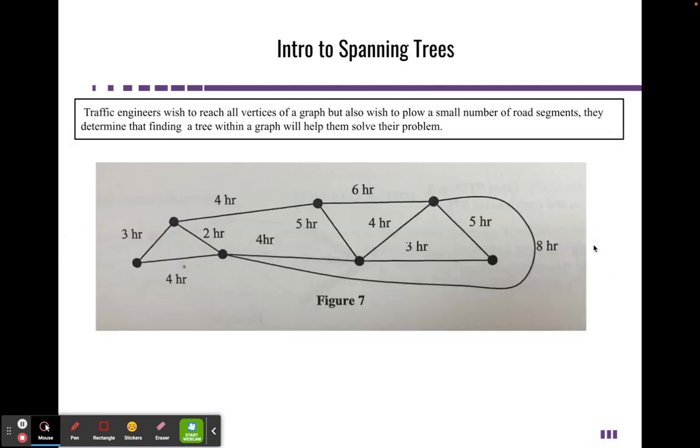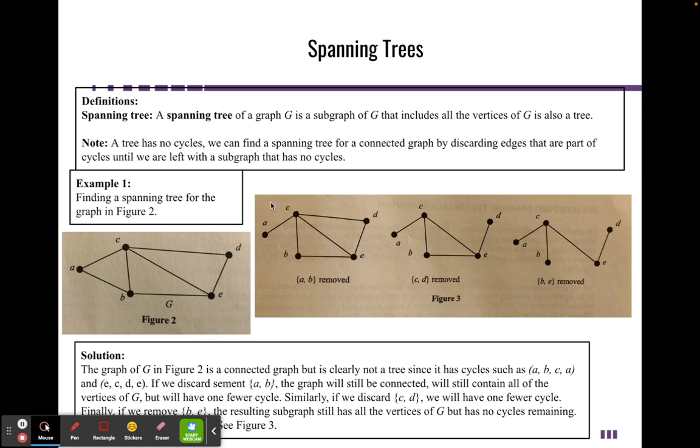So when we talk about the traffic engineers from previous sections, bringing that conversation back up, we wish to reach all vertices of a graph, but also wish to plow a small number of road segments. They determined that finding a tree within a graph will help them solve their problem. So it's establishing why we use this. What's the purpose? So what is a spanning tree?